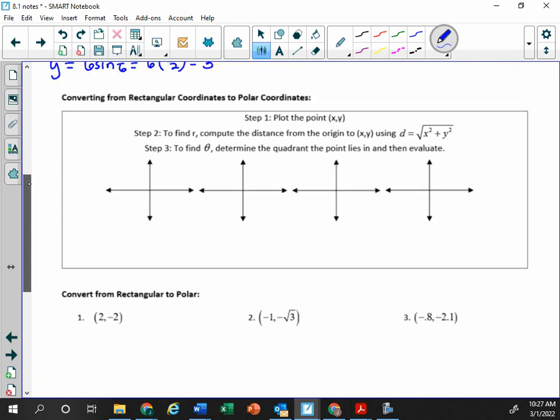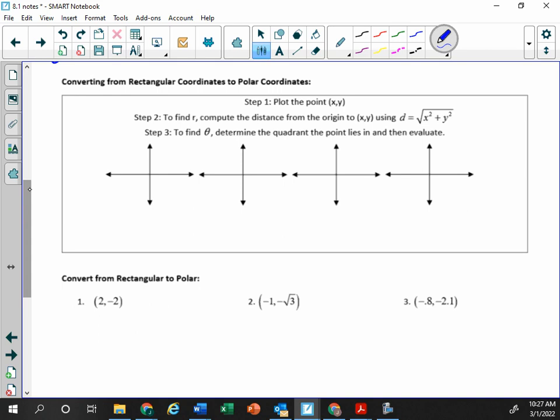Okay, when we're converting from rectangular to polar, first thing I want you to do is actually make a little sketch. Just plot your point again so you have in your head where it should be located. That'll help you with your r and theta. To find r, you're just essentially using the distance formula. Really, you're just finding the hypotenuse of that little right triangle. And then theta, we're going to look at tangent and make sure the theta makes sense with the quadrant that our point is in.